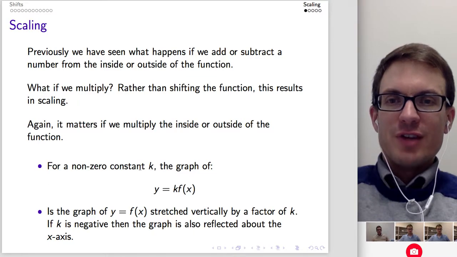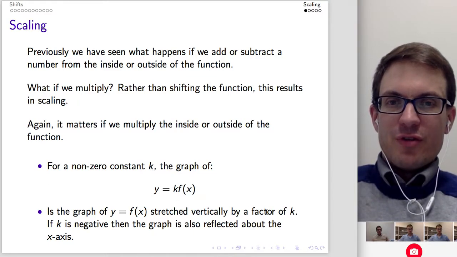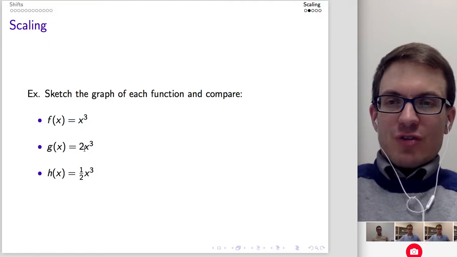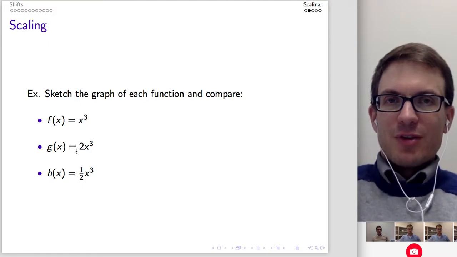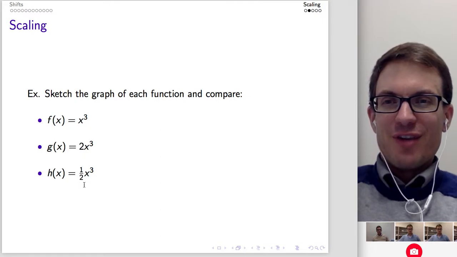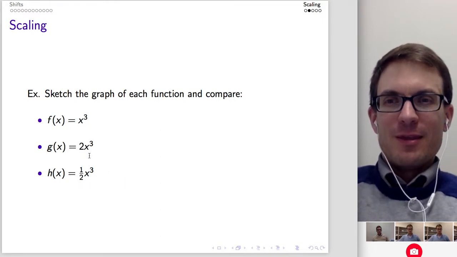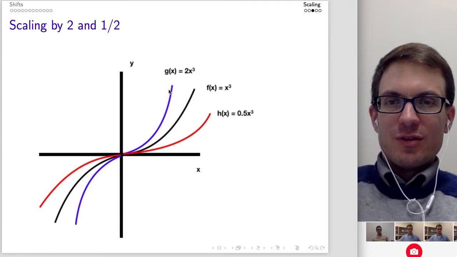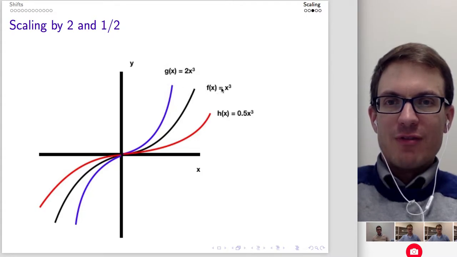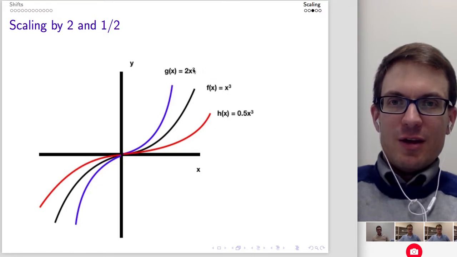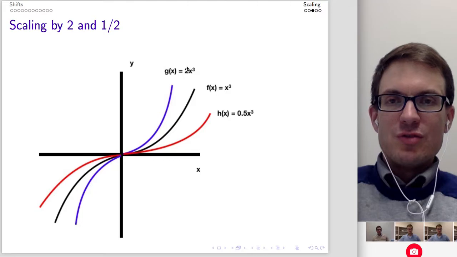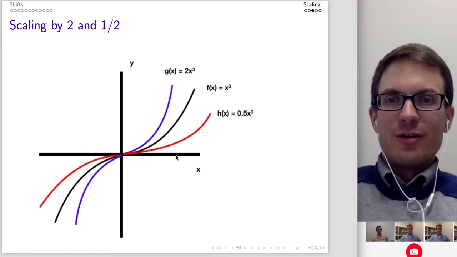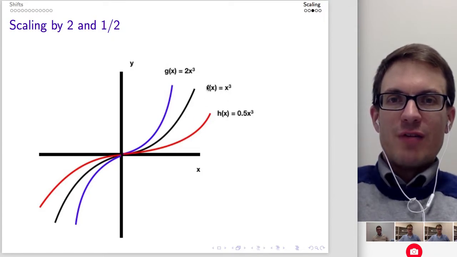For any non-zero constant k, the graph is stretched vertically by a factor of k. So g of x is going to be f of x stretched vertically by a factor of 2. We're going to expect it to go higher, and h of x is stretched vertically by a factor of 1/2. We're going to expect it to go lower relative to x cubed. Sure enough, here's g of x. We're going to stretch vertically f of x, right? This x cubed is common. This 2 is our constant k. And here, this 1/2 is our constant k, so we're going to be a little bit flatter, right?